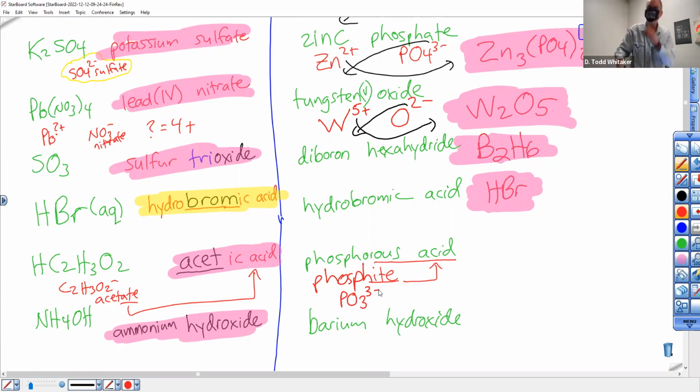And what's the cation for every acid? H with what charge? Yes, H plus. Crossing over, 1 phosphite, 3 H's.